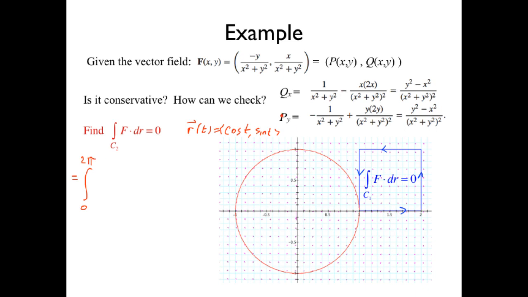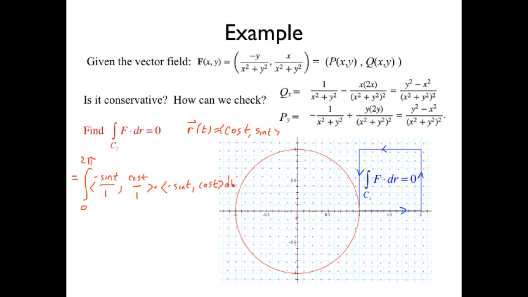And without writing everything down, can we see what happens here? My P is going to be what? Negative sine over what? Cosine squared plus sine squared is the denominator. So I'm going to get 1, right? See that? And then same thing. Now we're going to have cosine over 1 again. That's nice. And then what's my dr? So derivative: negative sine t and cosine t.